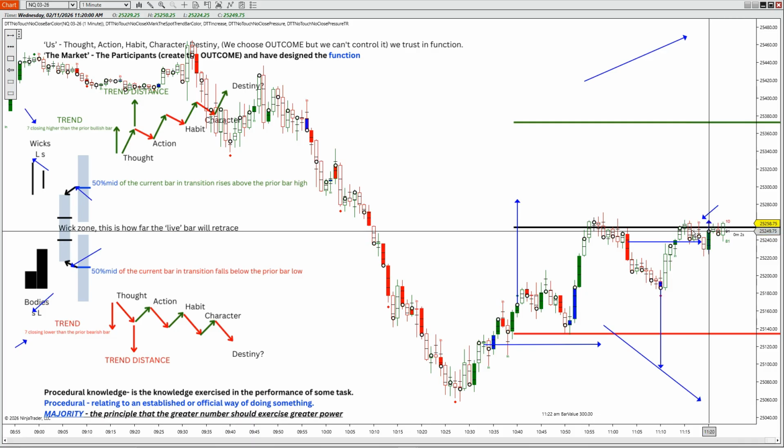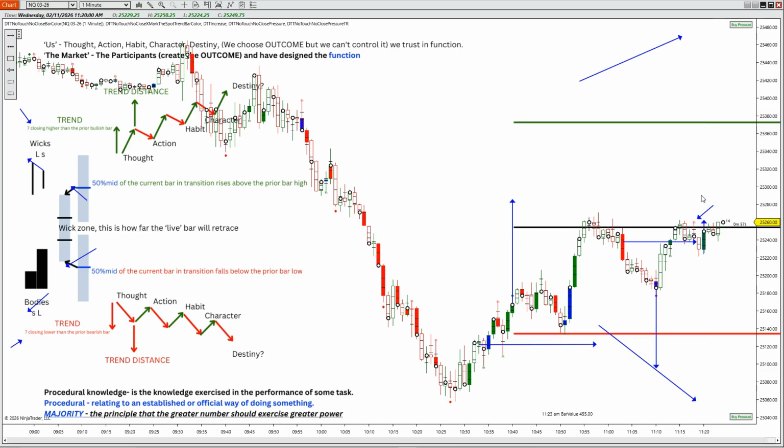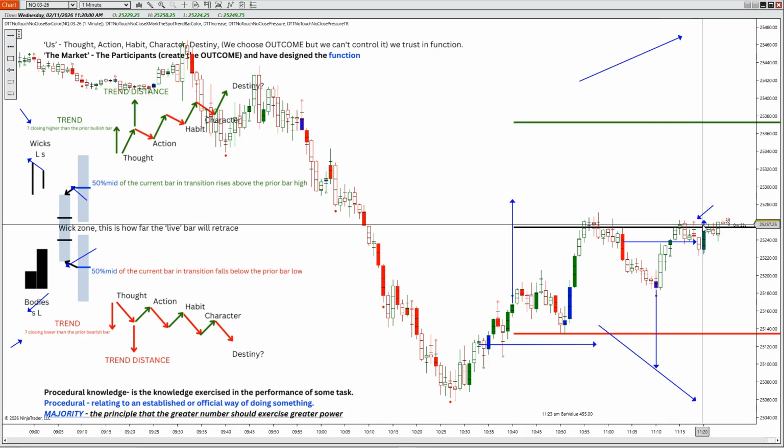Hold on, let me grab this. Uh-oh, grabbed the wrong thing here. Hold on, I grabbed the wrong thing. Didn't mean to do that. Got a couple of the charts running here.